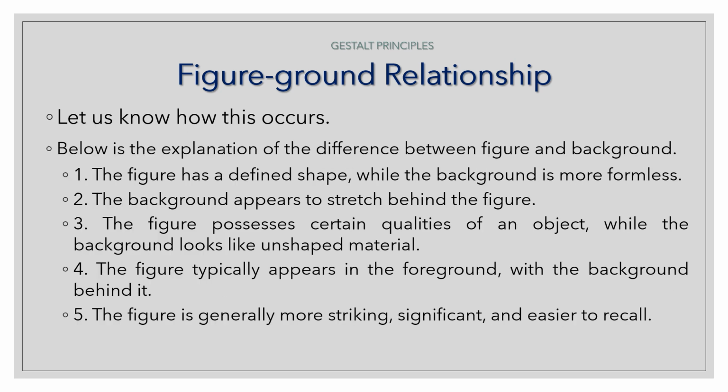So let us see why this figure and background relationship occurs. The figure has a defined shape while the background is more formless. The background appears to stretch behind the figure. The figure possesses certain qualities of an object while the background looks like unshaped material. The figure typically appears in the foreground with the background behind it. The figure is generally more striking, significant, and easier to recall. So this is the figure-ground relationship.